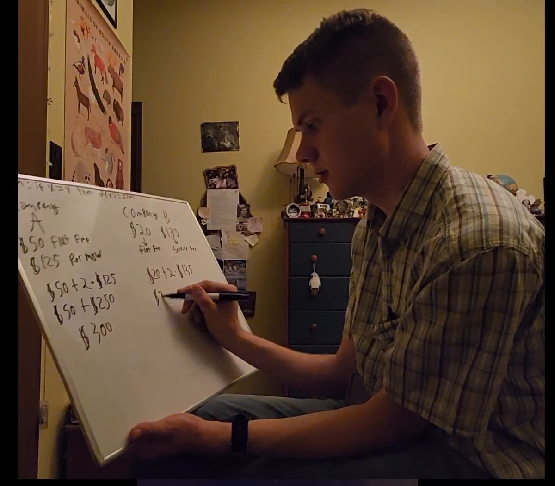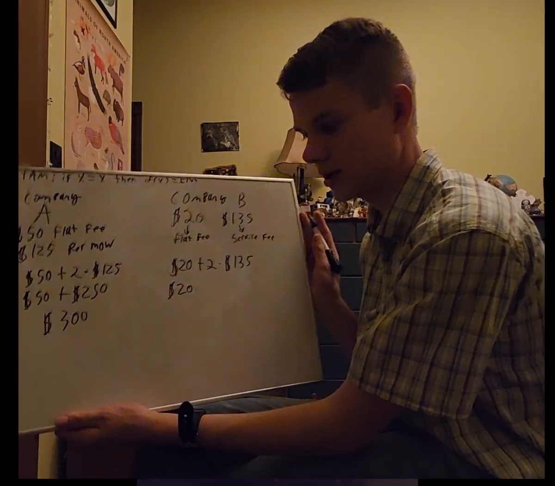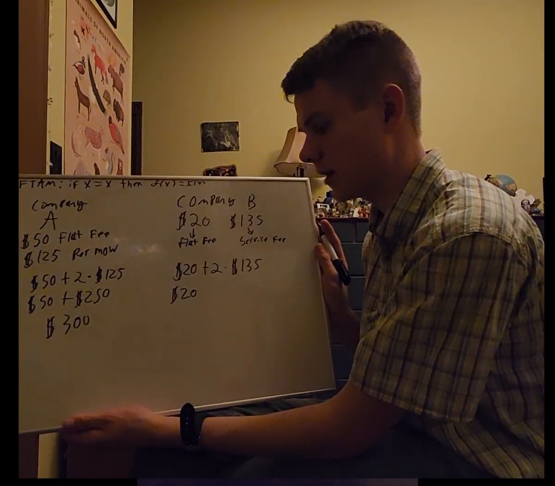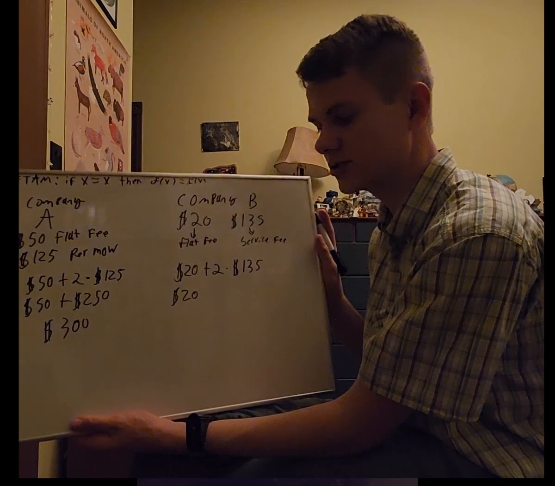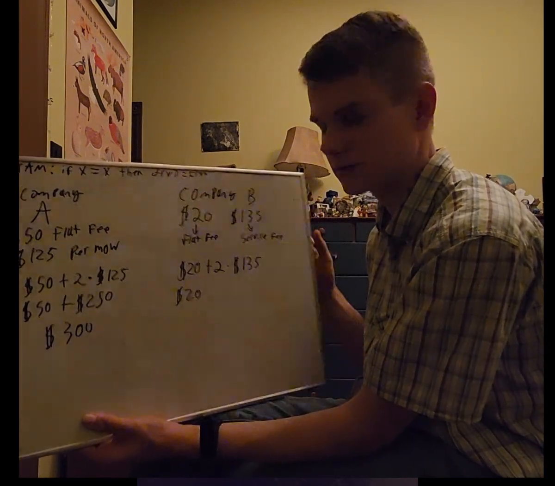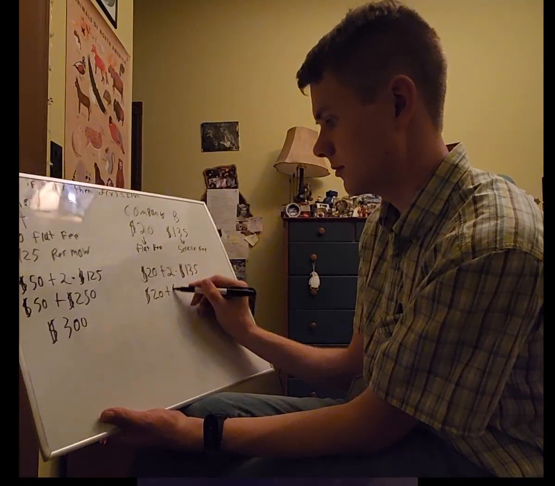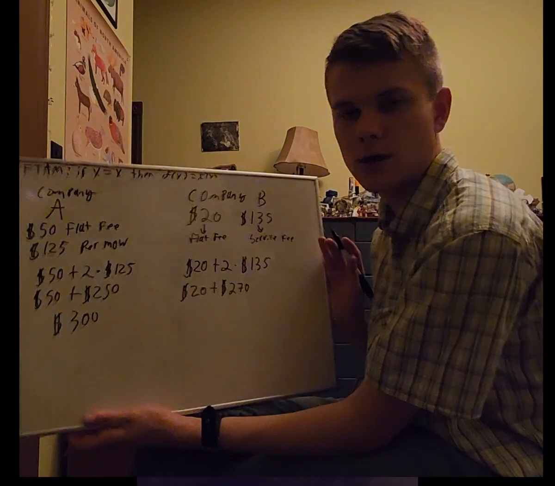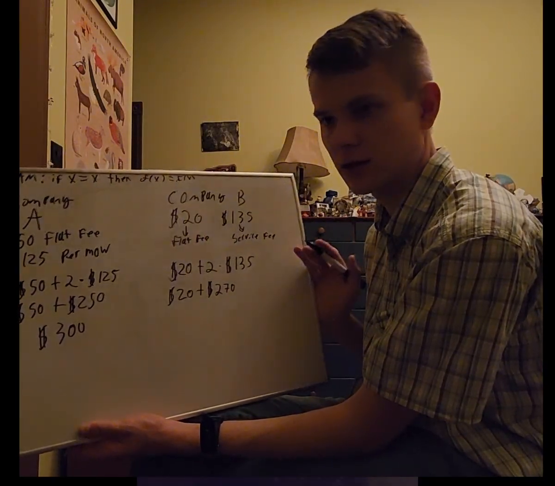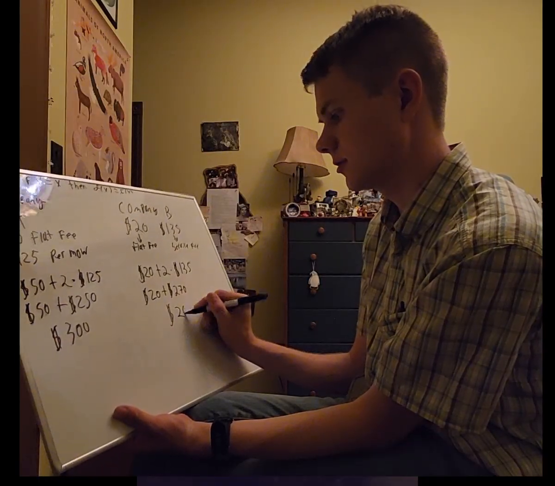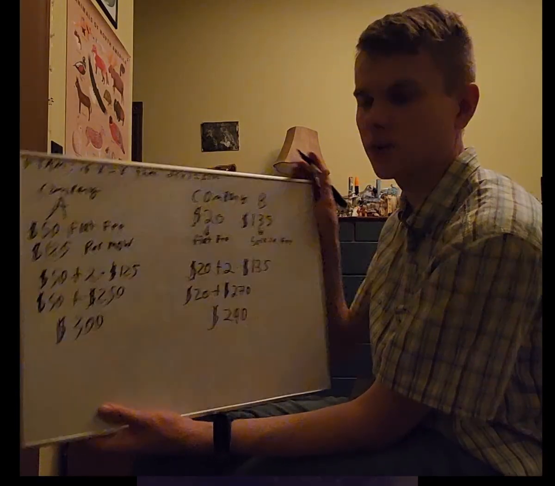So that's 20 plus 2 times 135. Okay, so that's 20, and then plus 2 times 135. 135 times 2 is going to be 270. Plus 270. Okay, and so 20 plus 270 is 290. So in this case, company B wins.